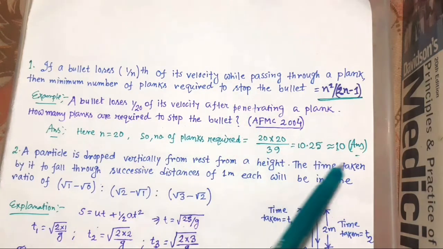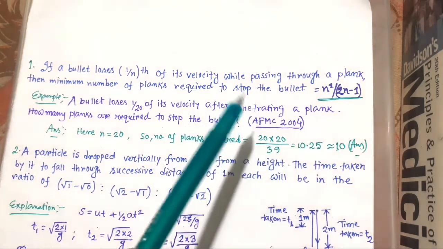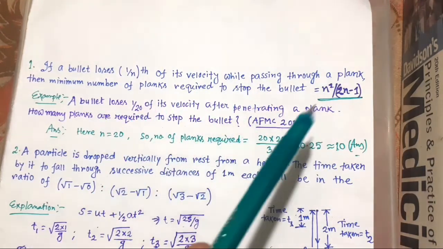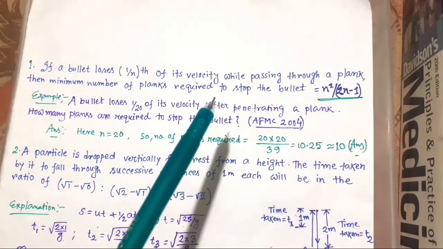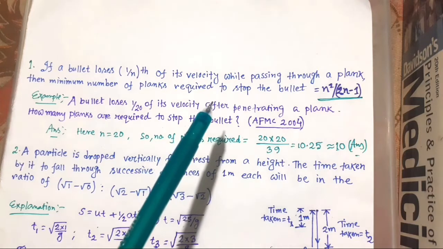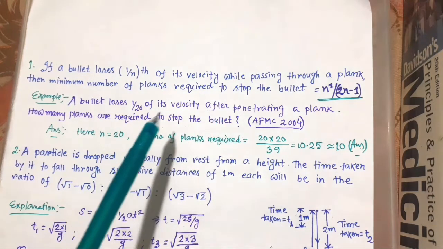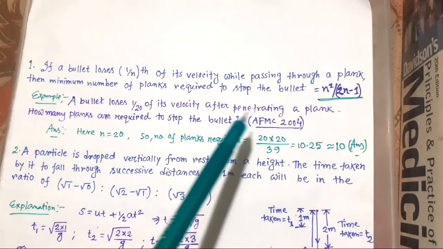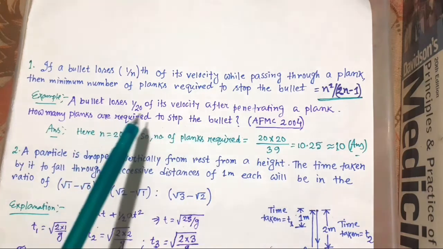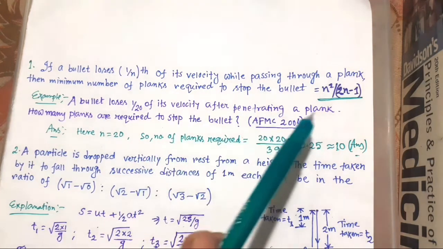Within a very short time we can calculate the answer if we know these tricks. But if we don't know this trick, then we will have to apply various formulas and calculate various values. Okay. The formula v square equals u square minus 2as will be applied. First, we have to calculate the velocity after passing through a plank. That is u minus u by 20. So, please remember this trick.